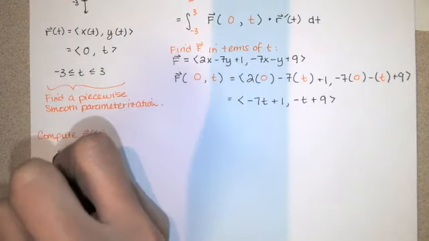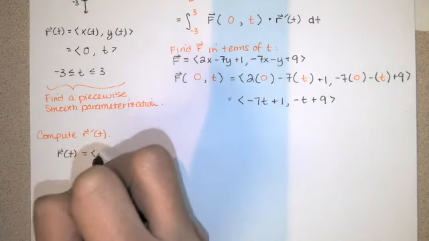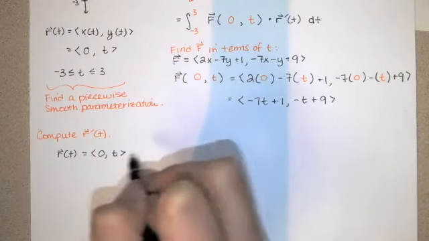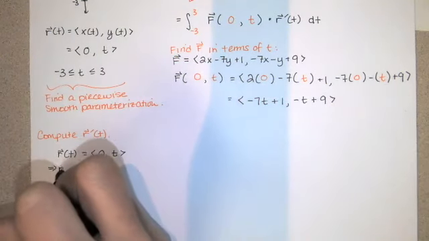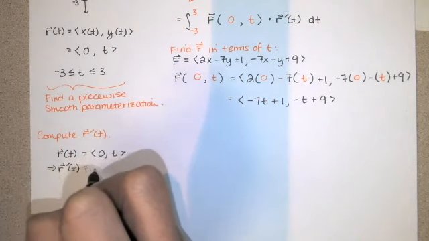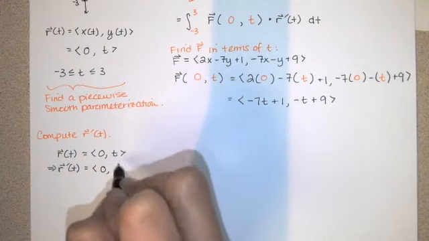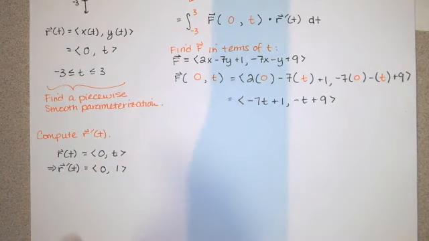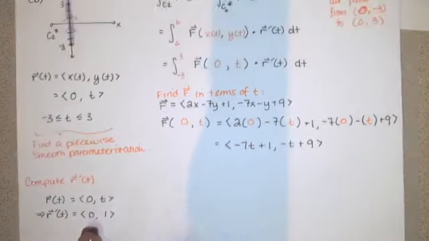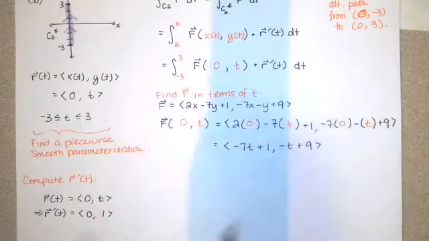I almost hesitate to write it down because it's so simple. If r of t is a vector with components 0 and t, r prime is easy enough to find. You just take the derivative component by component. Derivative of 0 is 0. Derivative of t is 1. We're going to take the dot product of that with f to get our integrand there.